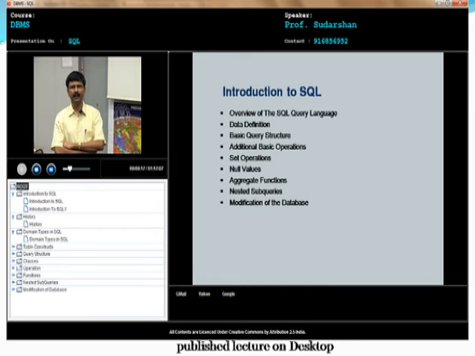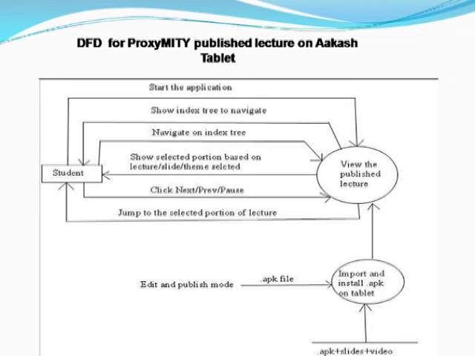So one of the actions will be to navigate based on index. If you see the topmost arrow, the start the application, first of all, obviously you have to run that application. Then the second action would be to show that navigation index to the user so that the user can navigate based on the requirement. Then based on the requirement, whatever the student or the user has clicked, show that output. Then with respect to videos, click on next, previous, pause, and based on that, send the response back.